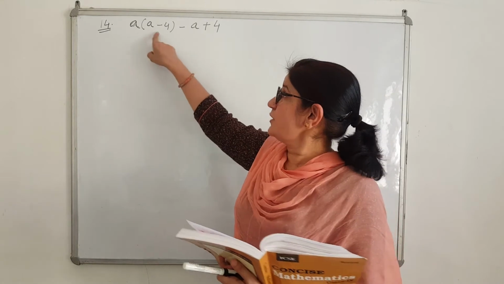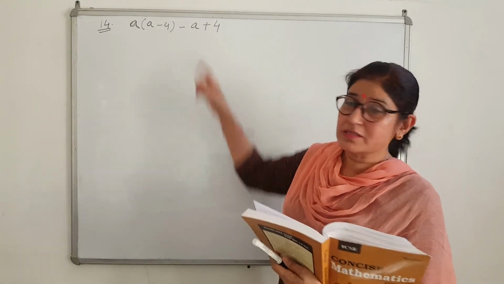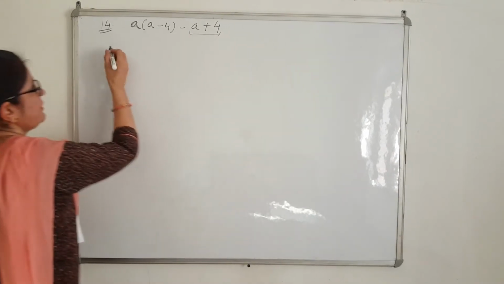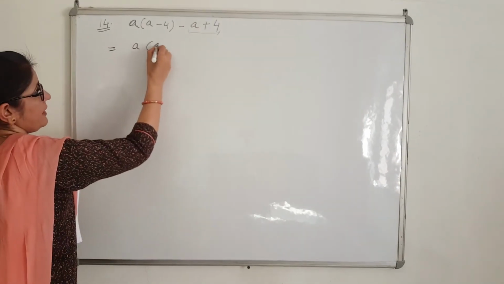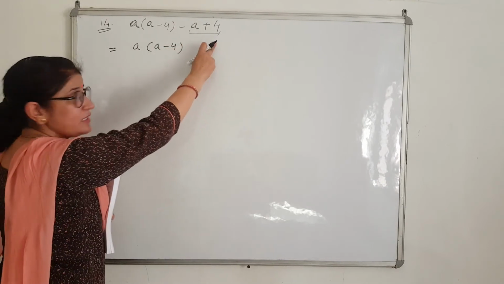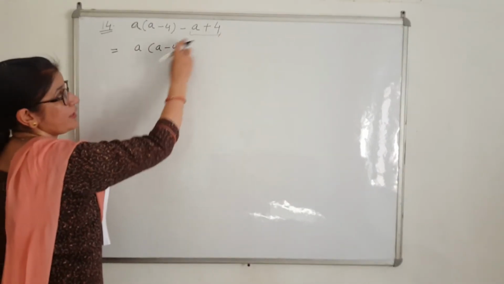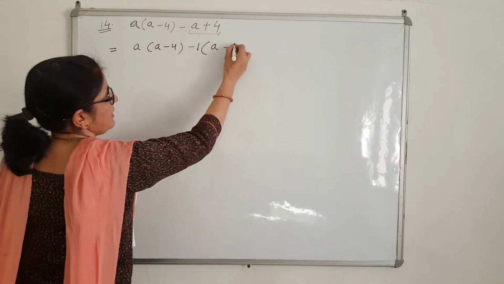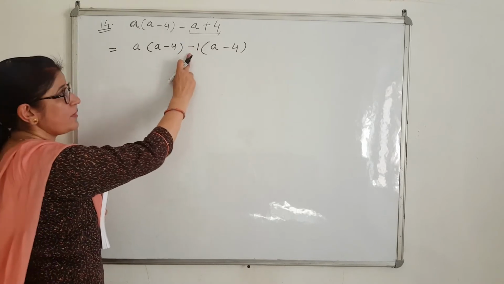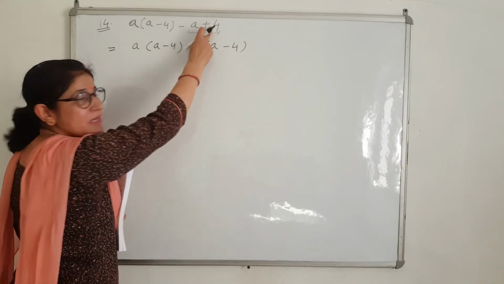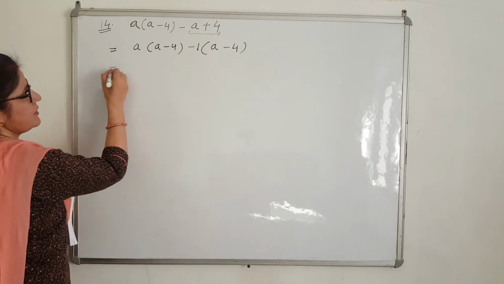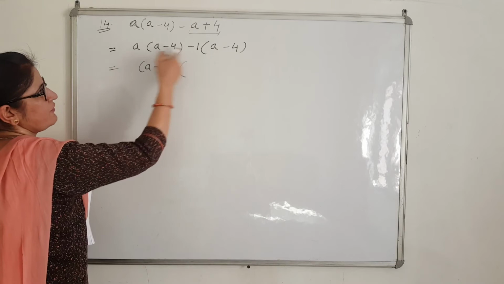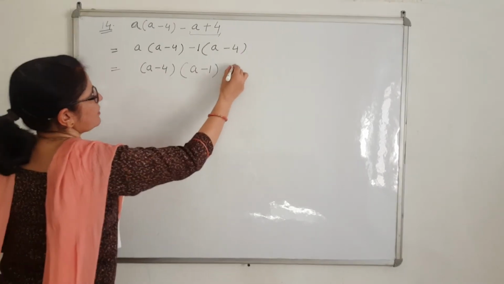Now our next question, question number 14. The statement is a(a − 4) − a + 4. So we make a group of the last two terms like this. This is already given, a − 4. Nothing is common here. What will we do? Here we require minus, so we will take minus 1 common, a − 4, because this minus is also common. And when we take minus common from a plus term, minus will come. So our factors are a − 4 and the second factor is a − 1.